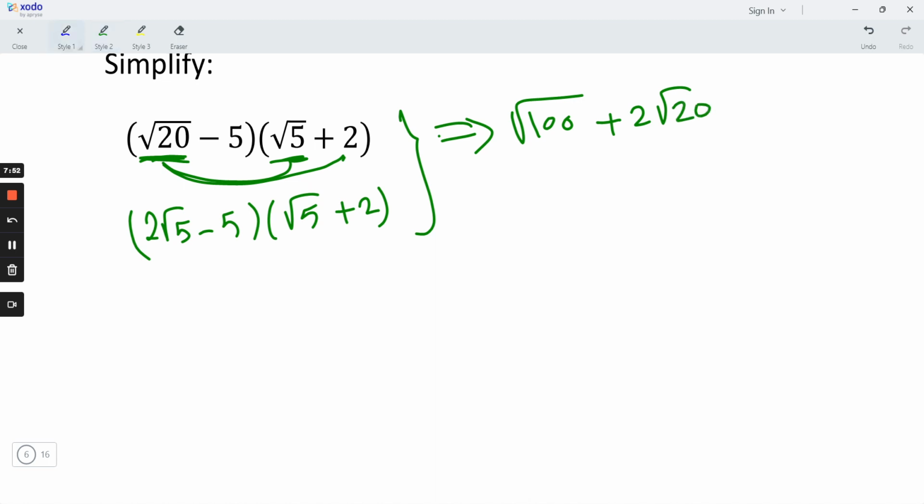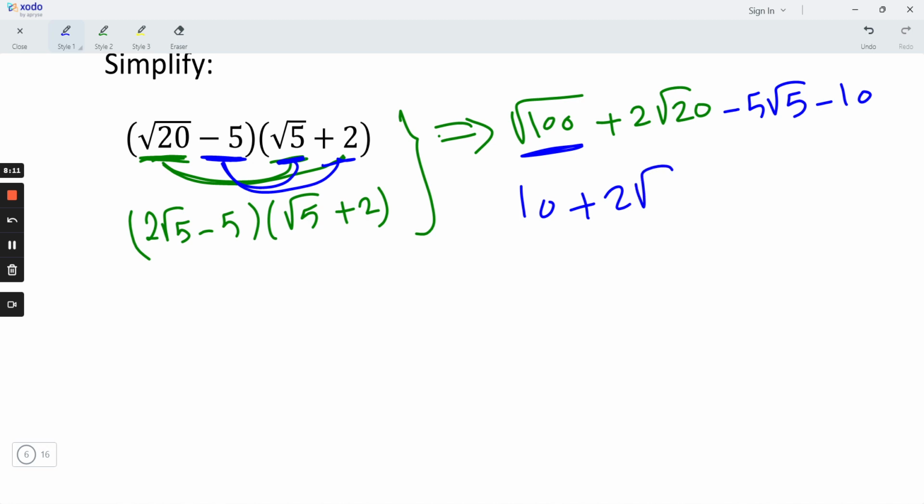Now minus 5 times √5 will give you minus 5√5, then minus 10, because here we have minus 5 times plus 2, minus 10. Here we have √100 is 10, plus 2√20 minus 5√5 minus 10. Minus 10 with plus 10 is 0. The leftover is here, but here you can simplify it again also.